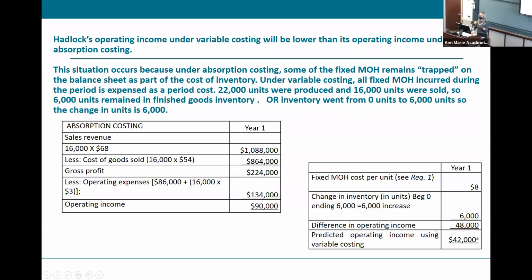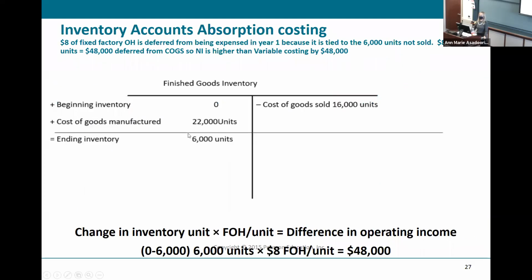So I have the difference. I'm going to subtract the 48 from the 90, and this is going to be my net income under variable costing. It should be $48,000 lower, because when I look at it this way, I have $8 of fixed factory overhead tied to these 6,000 units that did not go to the income statement, right? If they're tied to units that weren't sold, they have to stay on the balance sheet. There's no revenue to match it to. So I am looking at those 6,000 units with an extra $8 of fixed factory overhead tied to them. So I've deferred 48,000 of that 176.